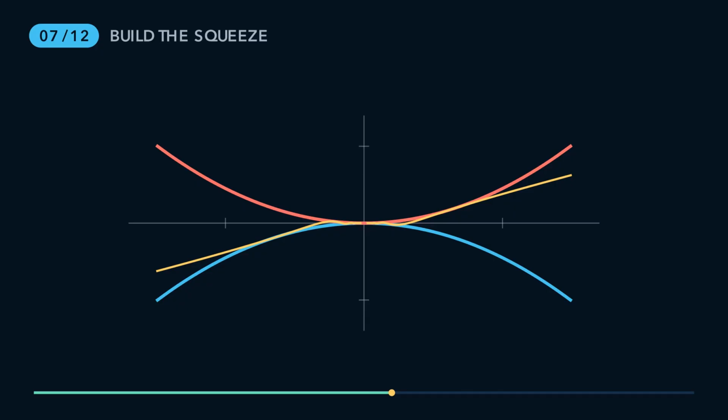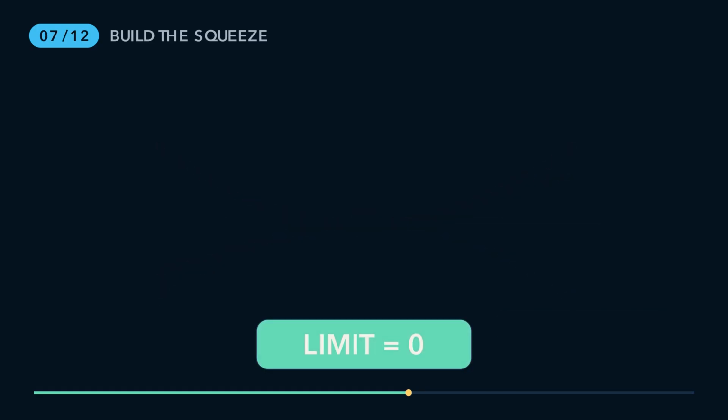On the graph, these are two parabolic walls, one opening up and one opening down. The yellow oscillation must stay between them. Both walls approach 0 as x approaches 0. The corridor therefore pinches shut at the origin. By the squeeze theorem, the yellow function's limit is 0.